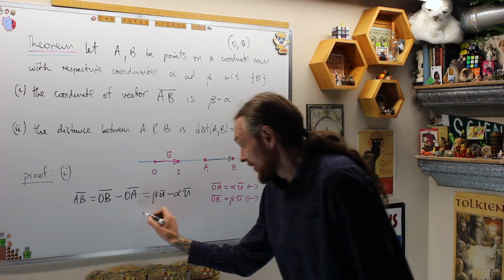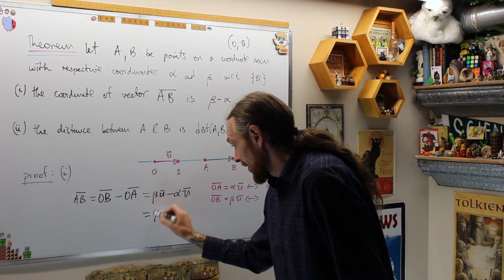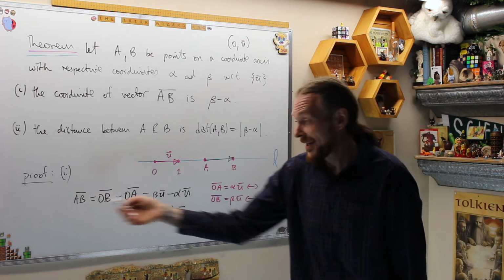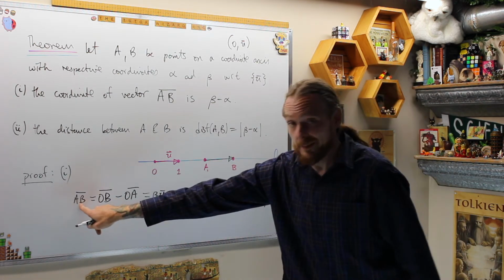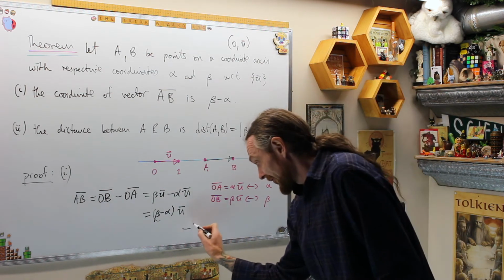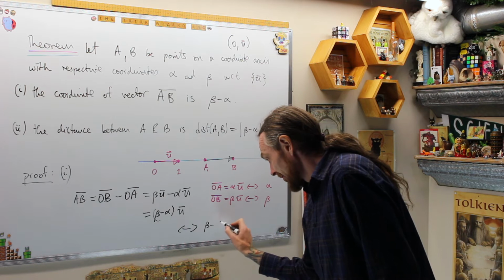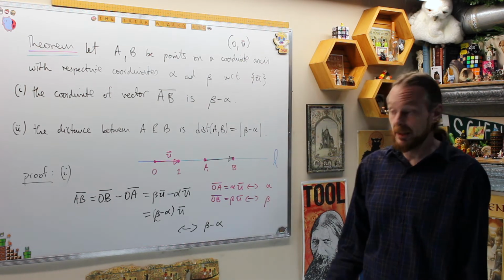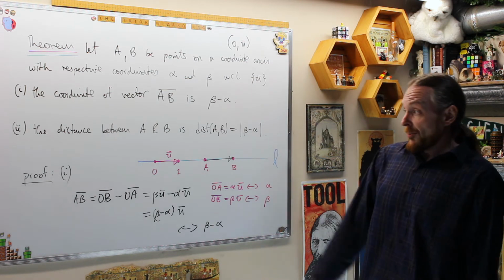And then I factor this out, and this will be beta minus alpha times u. So that position vector AB is a beta minus alpha multiple of u, which says, if and only if, in our correspondence, beta minus alpha is the coordinate of AB. There we go.